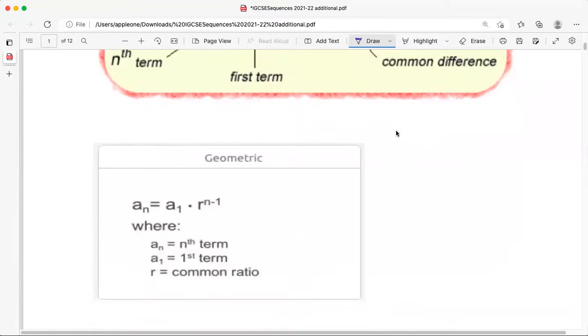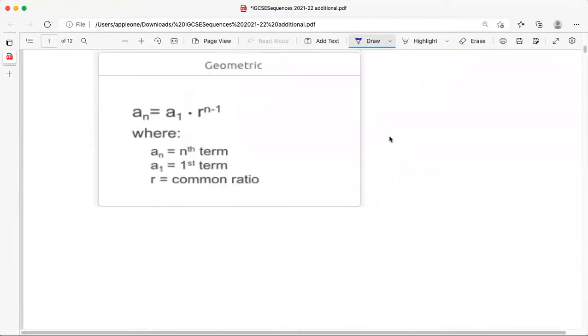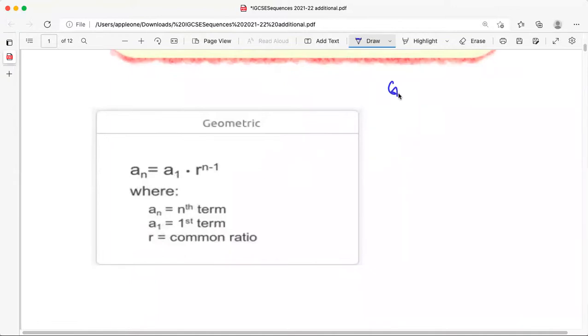Now, look at this one. The second thing I'm doing is geometric sequence. Look at this sequence: 2, 4, 8, 16, 32, and so on. We want to see whether it's an arithmetic sequence or a geometric sequence.